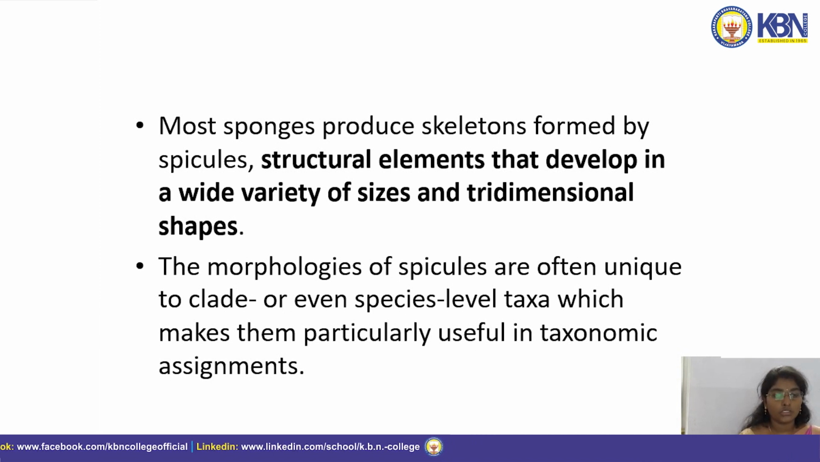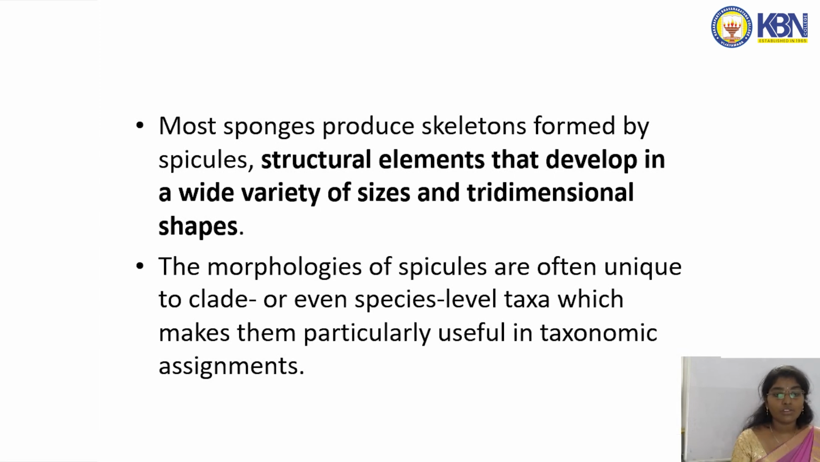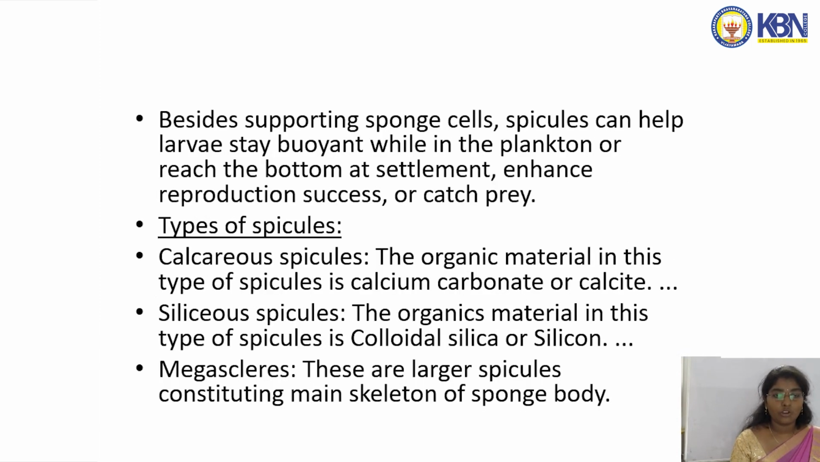Next, most sponges produce skeletons formed by spicules, structural elements that develop in a wide variety of sizes and three-dimensional shapes. The morphologies of spicules are often unique to clade or even species-level taxa, which makes them particularly useful in taxonomic assignments. Besides supporting sponge cells, spicules can help larvae stay afloat while in the plankton or reach the bottom at settlement, enhance reproductive success or catch prey.